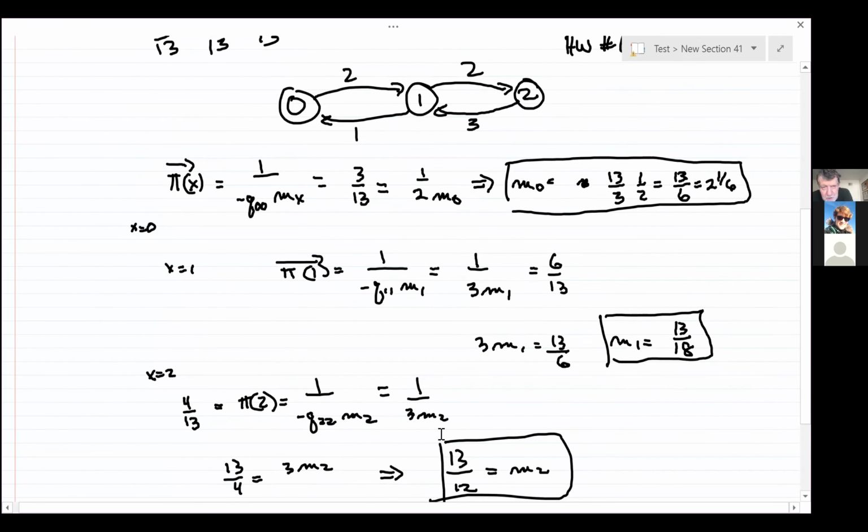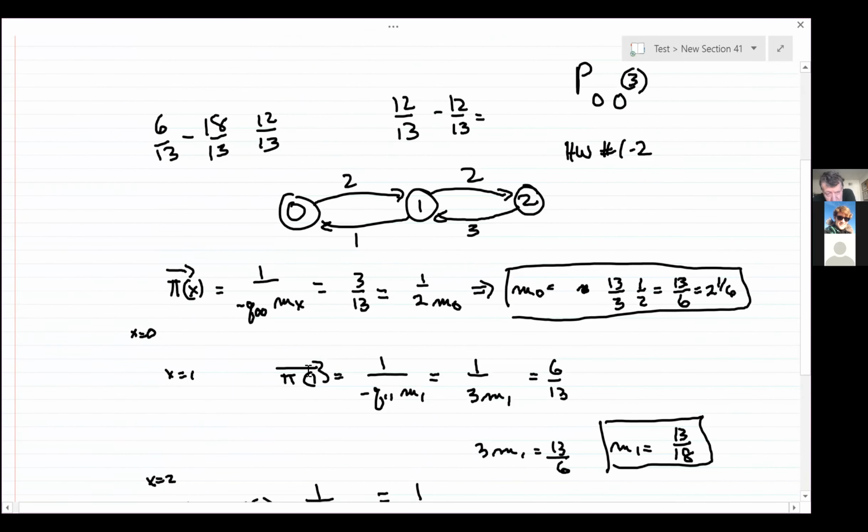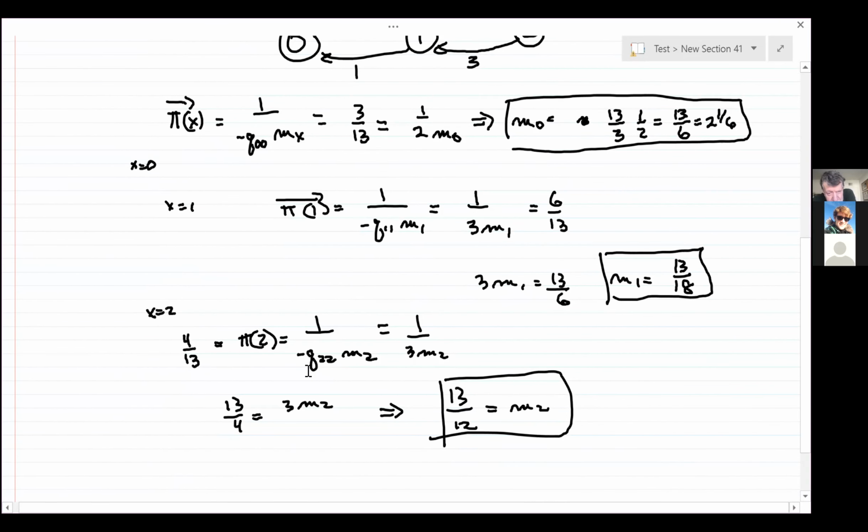Okay, so this is not a hard calculation, and it's similar to what we've done before. Questions on the calculation? Okay.